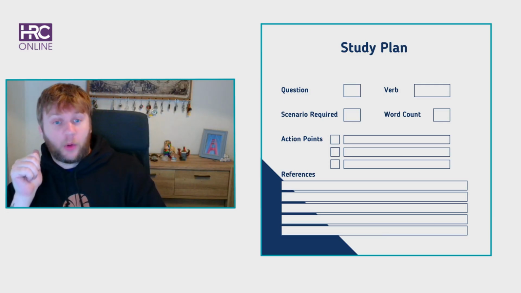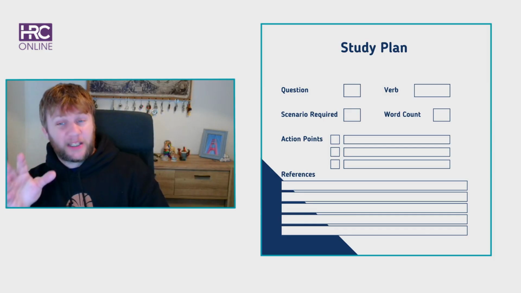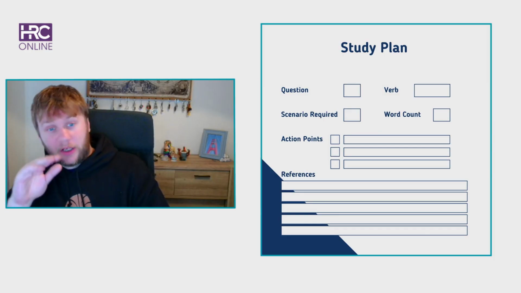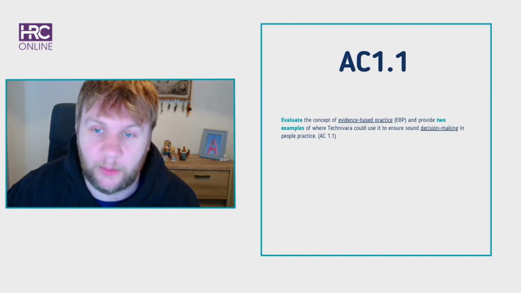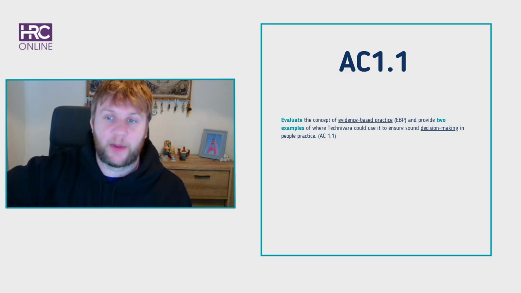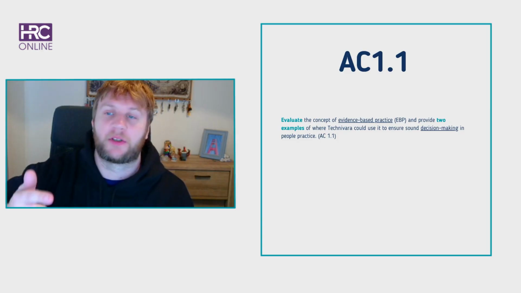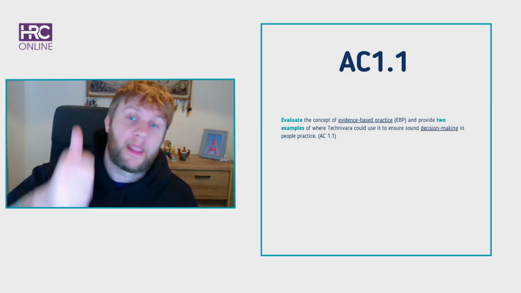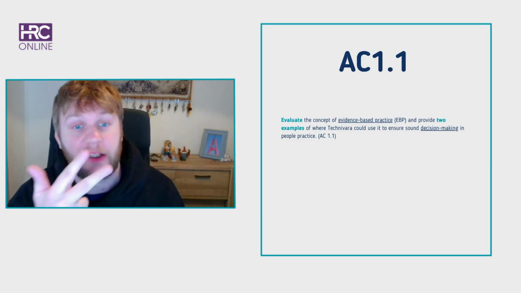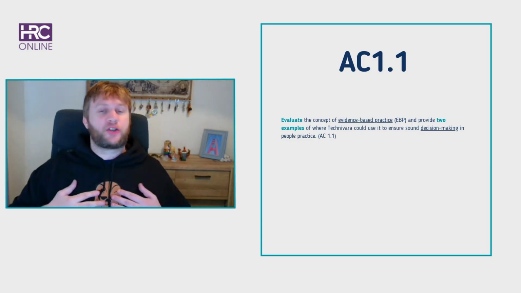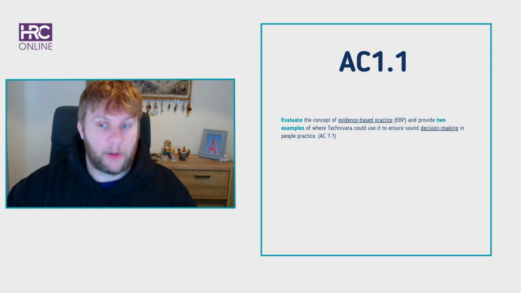So if you break that question down, you've got to evaluate. So you're looking at the pros and cons of 2 ways that they can improve. That's potentially 4 action points if you think about it. So evaluate the concept of evidence-based practice, that's action point 1, and provide 2 examples of where Technivara could use it to ensure sound decision-making. So evaluate, action point 1, example 1, example 2, that's 3 action points, and you need a reference for each action point because that shows that it's not just you going, I think it's this, but that evidence supports my thinking. That's how I would break down the question.